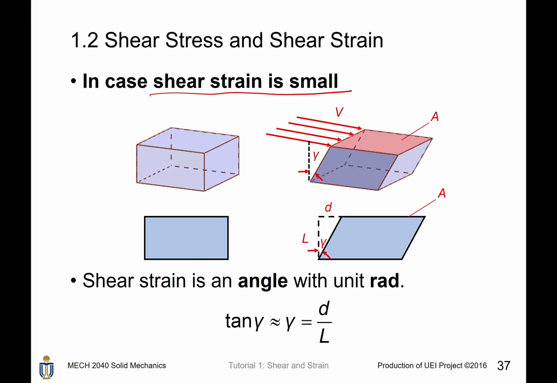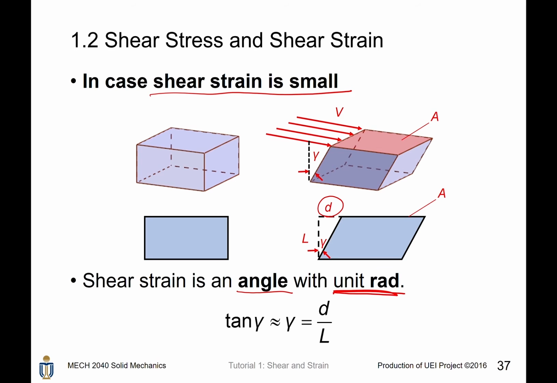And let's have a look at this 2D block. Under the shear force V, the shear force causes the deformation of this shape. Here is D, here is L. We know that shear strain is actually an angle. Unlike axial strain, which is a non-dimensionalized quantity, the ratio between the deformation and the original length, shear strain is also a non-dimensionalized quantity, which is an angle with the unit radian.